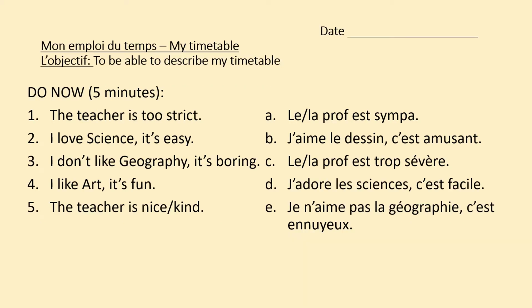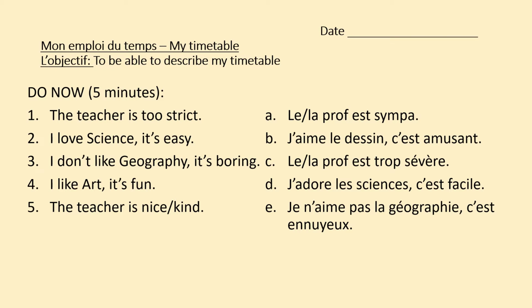As always, I'd like you to write your date in French. And if you do need any help with that, then have a look on class charts, but try yourself first of all. Then you have the title, Mon emploi du temps, which is my timetable. So write that in French and in English and underline as well as your date. Then write down the objective, to be able to describe my timetable. Pause to do that now.